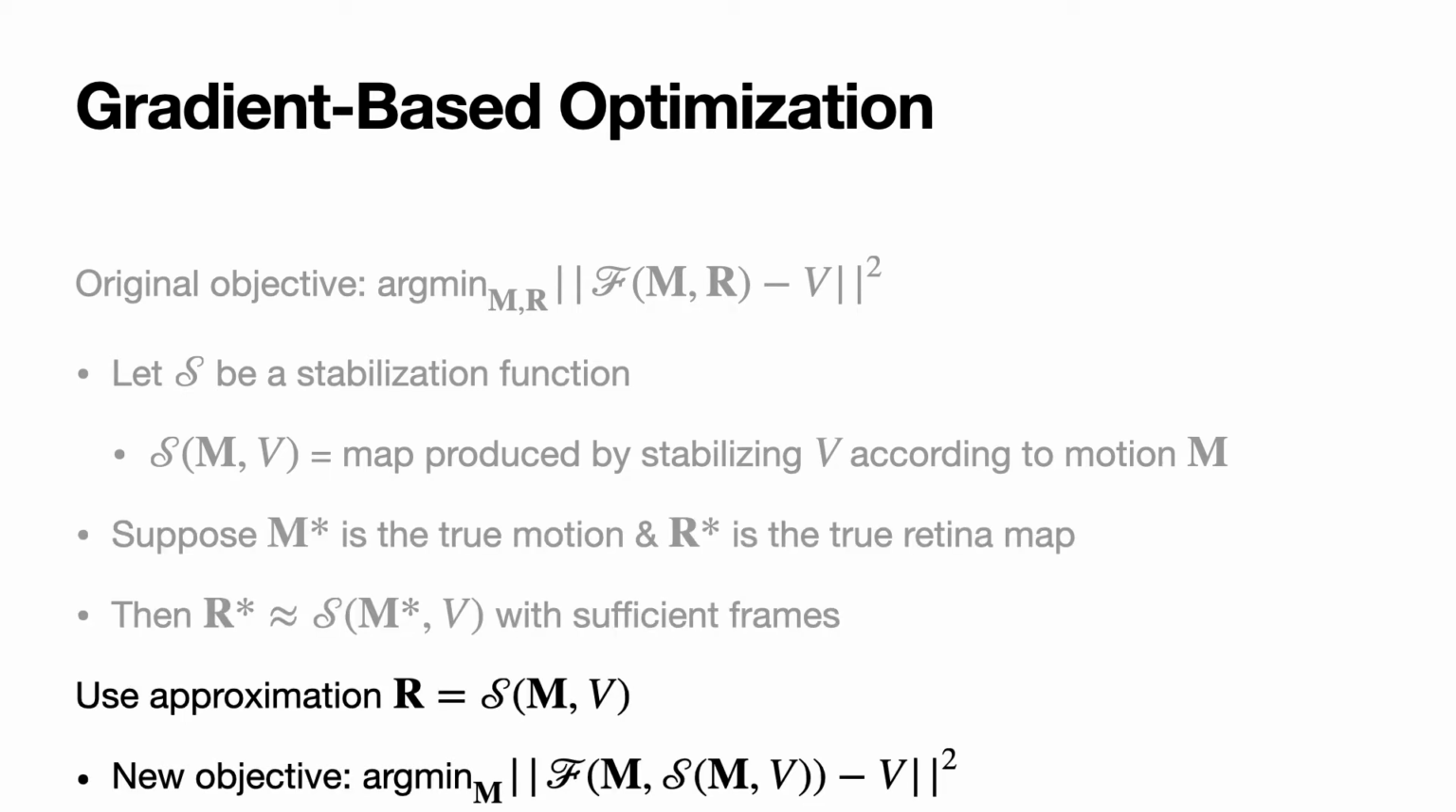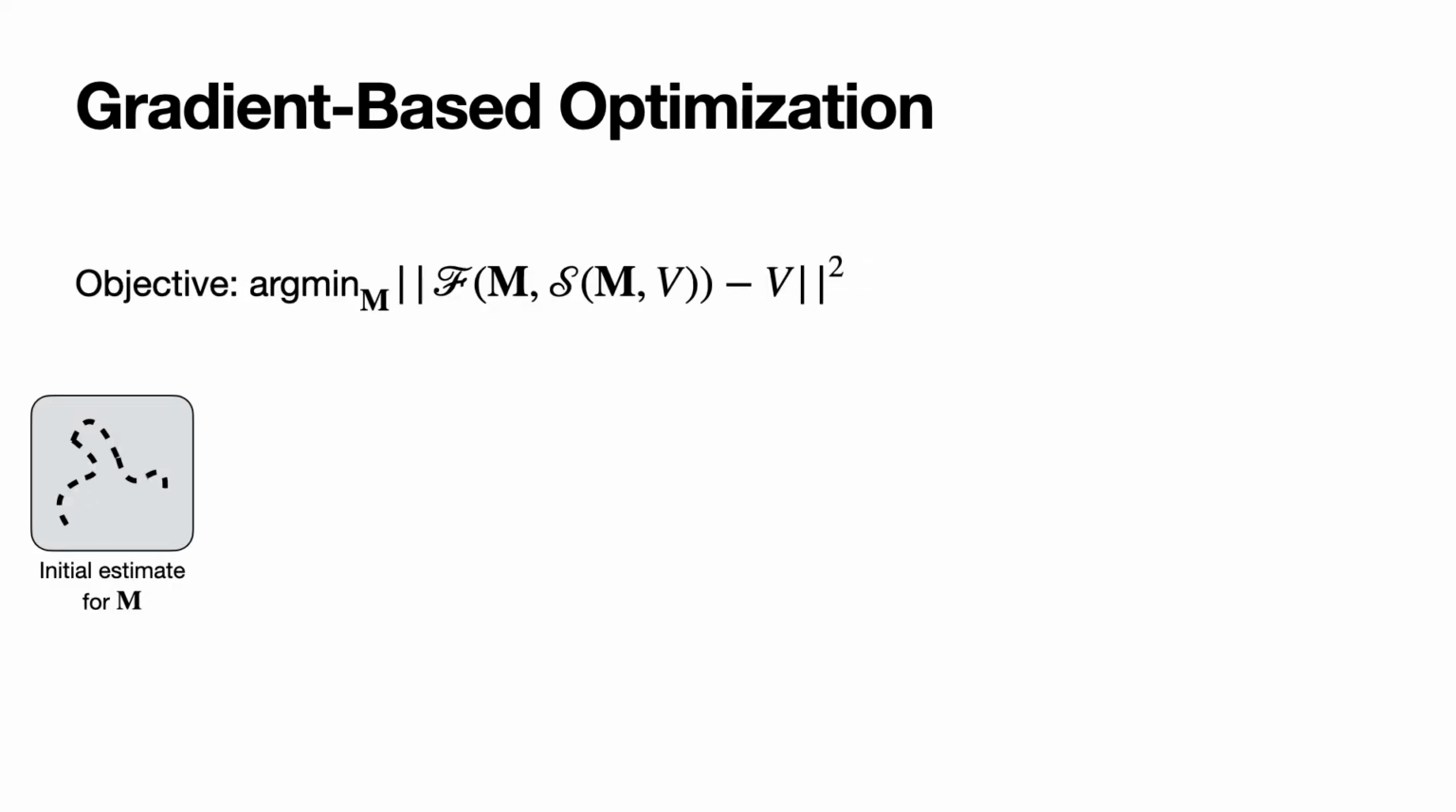If we use this approximation for r in the objective, then we no longer have to optimize for the retina map. It's implicitly learned by just solving for the motion and using the stabilization function to produce our current map estimate. Because the retina map often contains hundreds of thousands of parameters, solving the original optimization problem fails to converge, whereas the new one does so in an efficient manner. The new objective is optimized as follows.